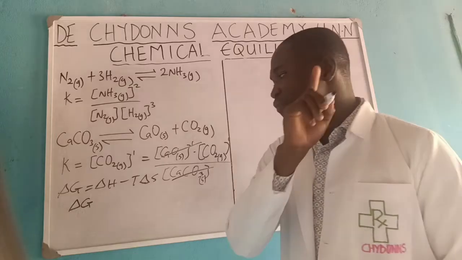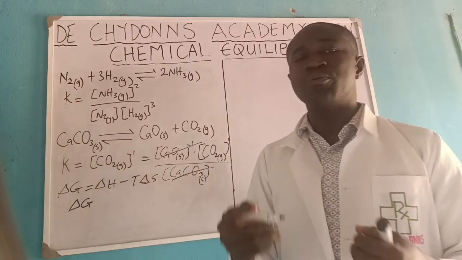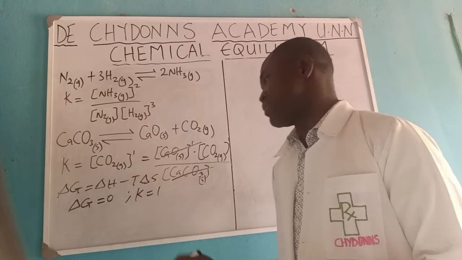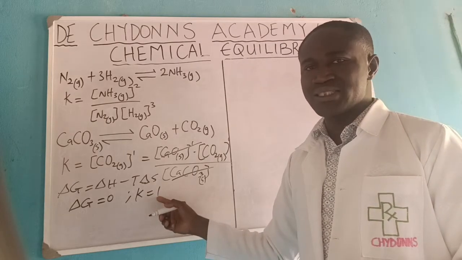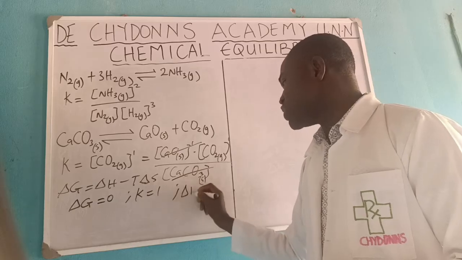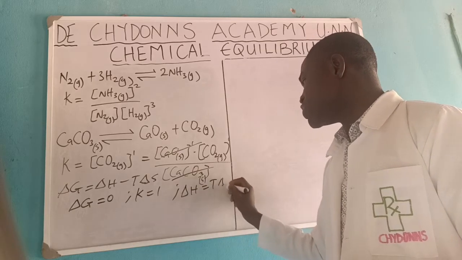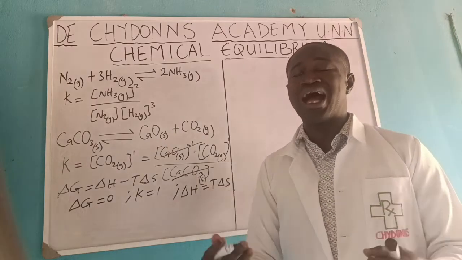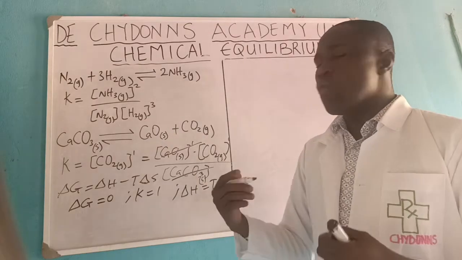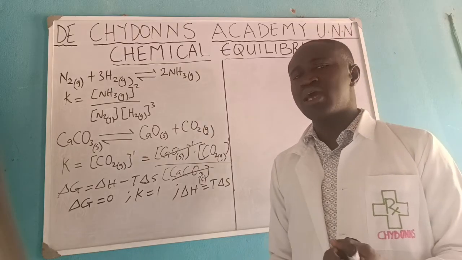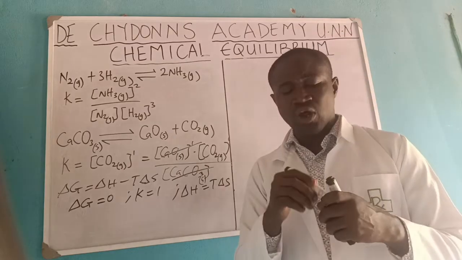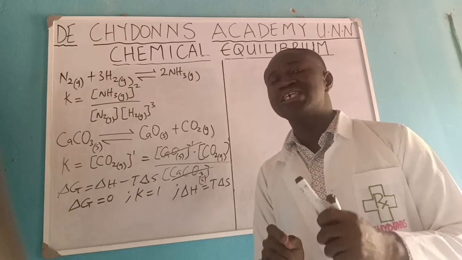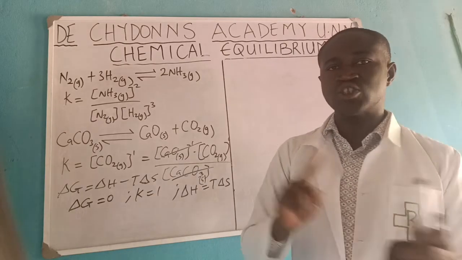Okay, let's start from the beginning. A reaction is said to be at equilibrium if this is equal to 0. Are you getting it? And also change in H equals T change in S. We say that a reaction is said to be at equilibrium. Now, what if a reaction is not at equilibrium? Once a reaction is not at equilibrium, it means that either it is spontaneous or it is not spontaneous.